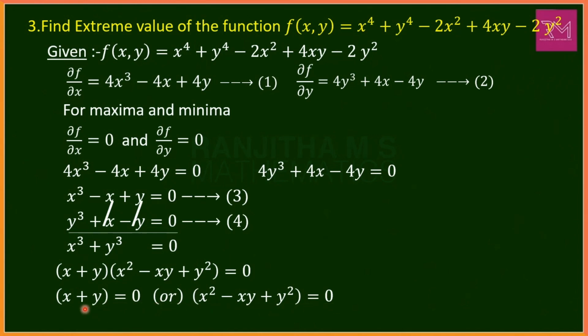Here if we take the first term, that is x plus y is equal to 0, hence we can take it as x value, that becomes, if we take y to the right hand side, minus y. We can easily substitute in equation 3 or in equation 4, we get the value of x or we get the value of y. I'll show how to find.